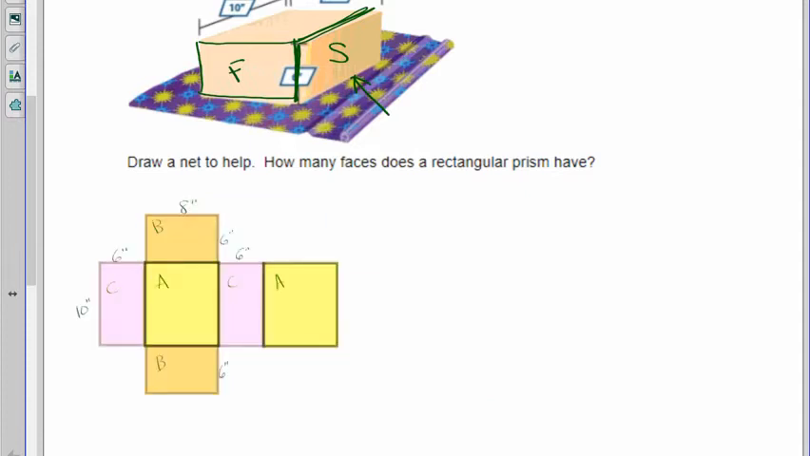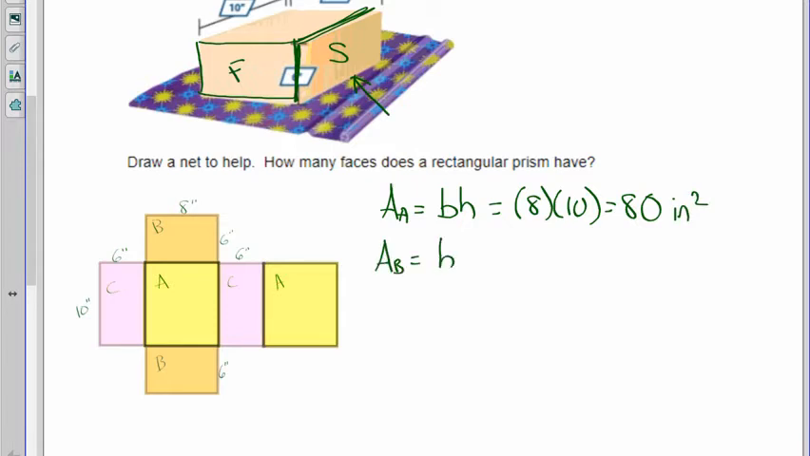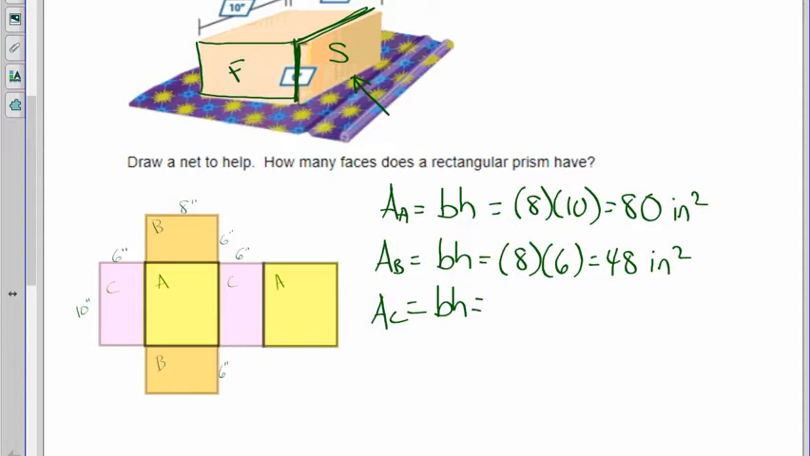So let's start with shape A. Shape A, area of A, is base times height, is 8 times 10, is 80 inches squared. Area of shape B is base times height, is 8 times 6 is 48 inches squared. Area of C is base times height, is 6 times 10 is 60 inches squared.